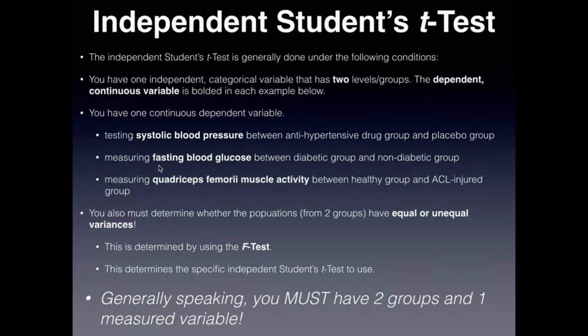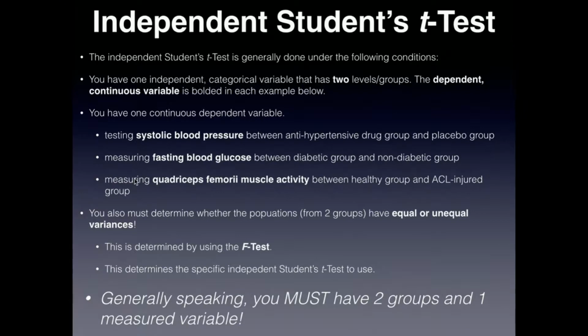I want to measure fasting blood glucose between 1, a diabetic group, and 2, a non-diabetic group. So I've got two different groups, diabetic and non-diabetic, and I'm measuring the same variable, fasting blood glucose. That's an independent t-test right there.